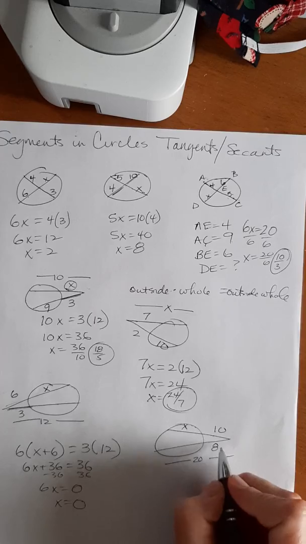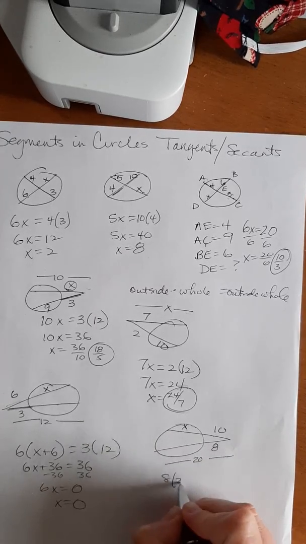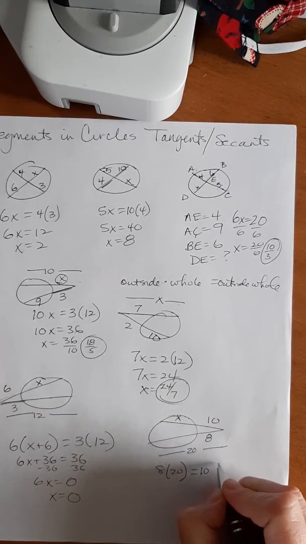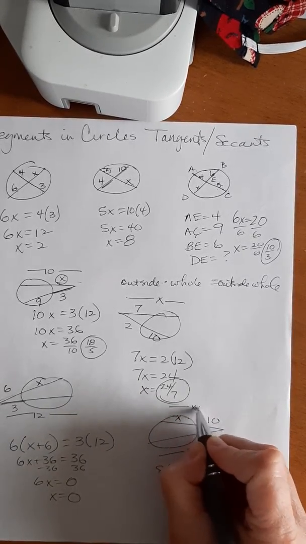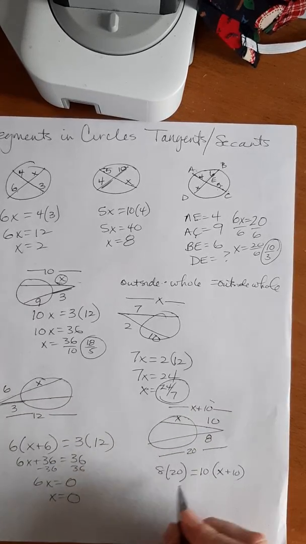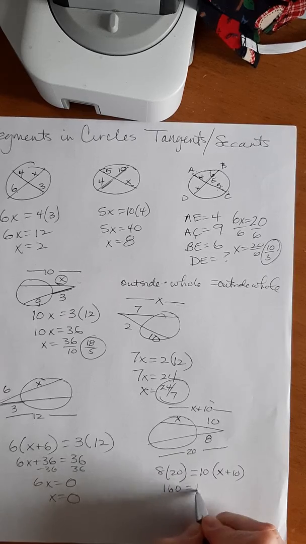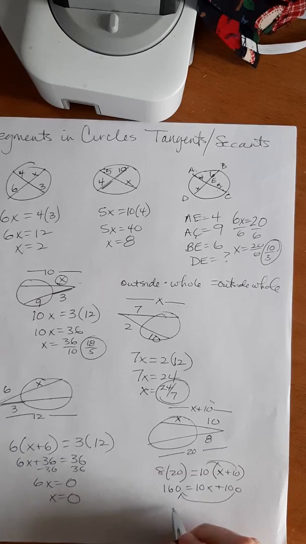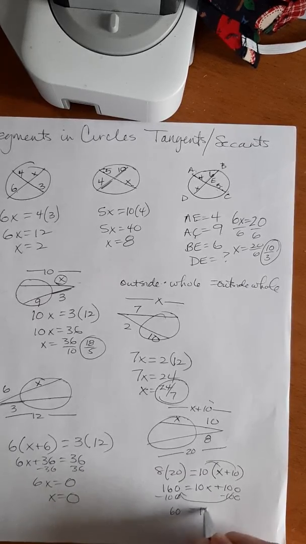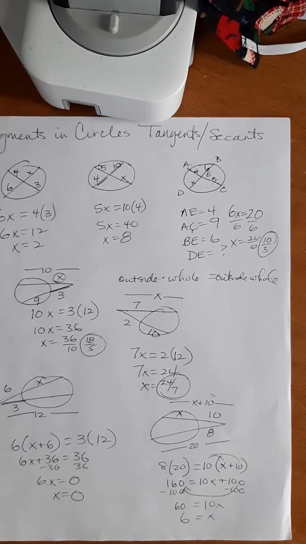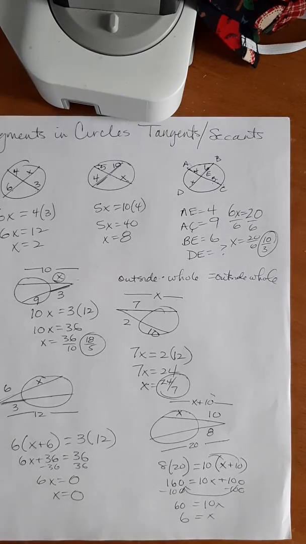So outside times the whole equals outside 10 times the whole, which is x plus 10. So that gives us 160. 10x plus 100. When you subtract over the 100, 60 equals 10x. There we go. X is 6.